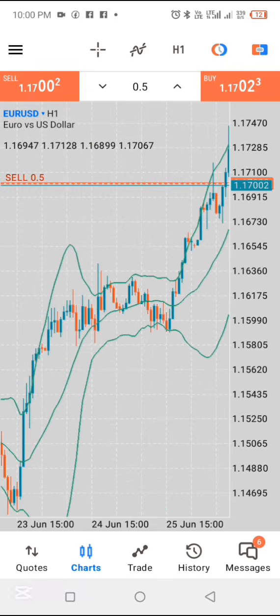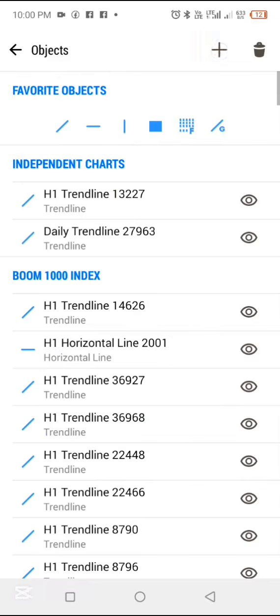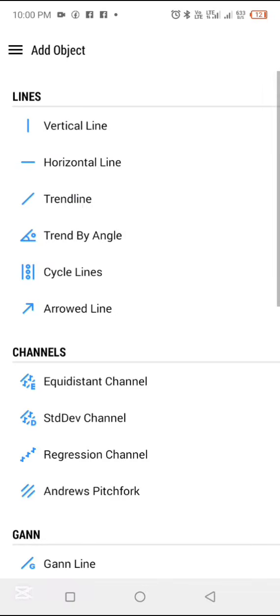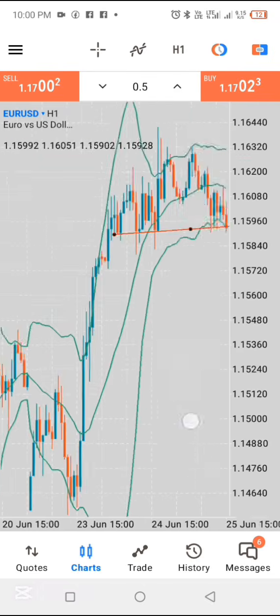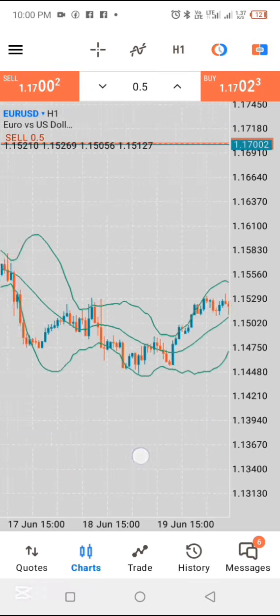So this is it. Let's use our trend line to check if it's truly a double bottom that it formed here. You see, there's support here. Apart from this Bollinger support, there's another support here because the market has come here before. Yes. So you can take a buy order here. You take a buy order here.